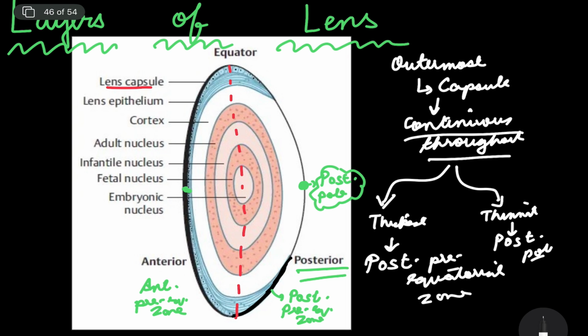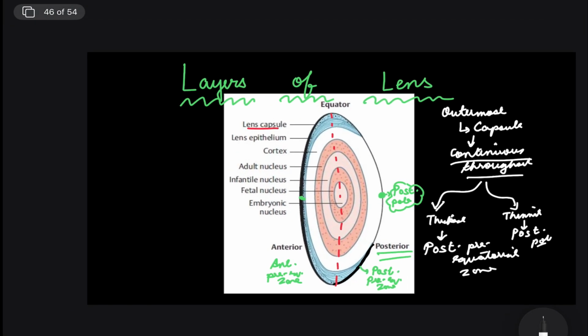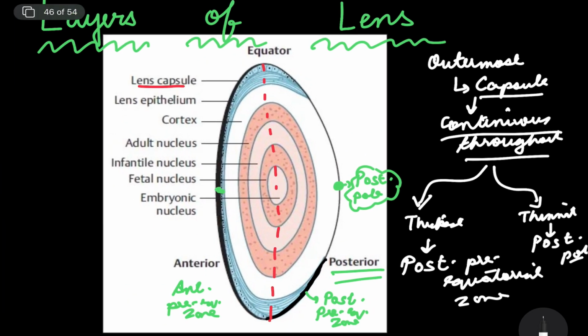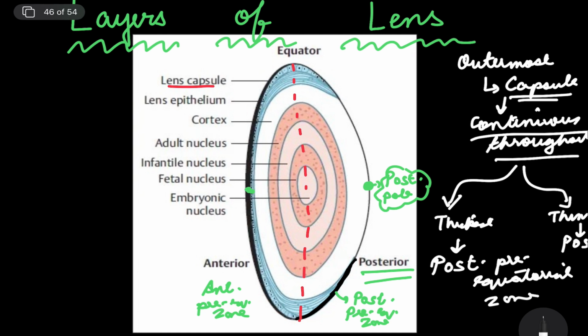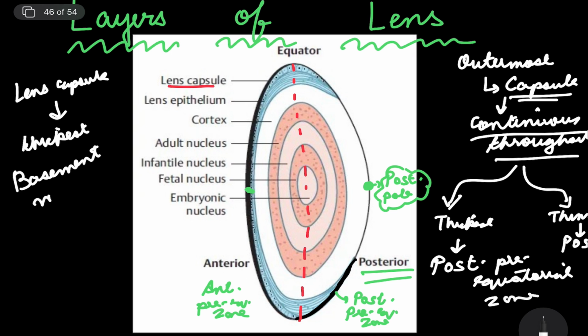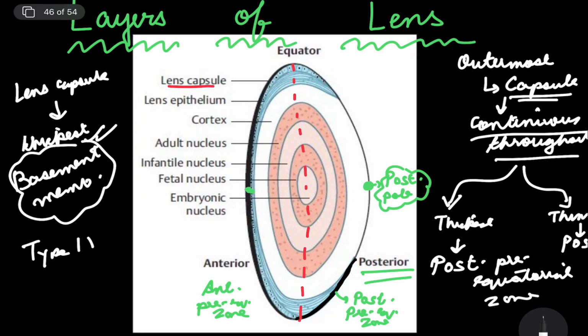Now, another interesting thing about the lens capsule is the fact that the lens capsule is actually a basement membrane. In fact, very interestingly, the lens capsule is the thickest basement membrane in the entire body. That is how thick the lens capsule is. It is the thickest basement membrane in the body, and it is made up of type 4 collagen.